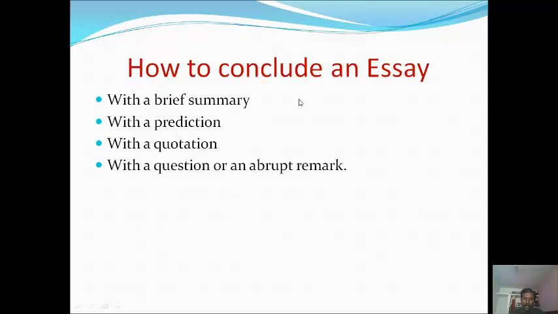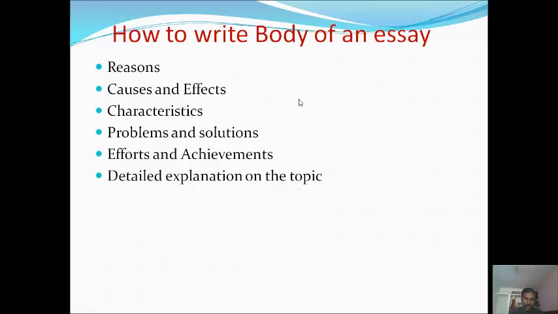Next one, the body of an essay. How should the body of an essay be? As we discussed, there are different types of paragraphs. That means paragraph of definition, paragraph of reason, paragraph of cause and effect. Like this, we have different types of paragraphs, right? All this we have to include in the essay writing. Fine. First one, the body of the essay includes a group of sentences that relates to a specific topic or idea around the main point of the essay.